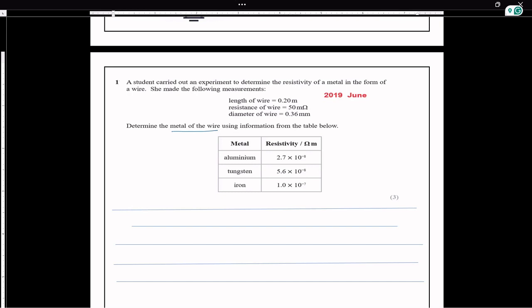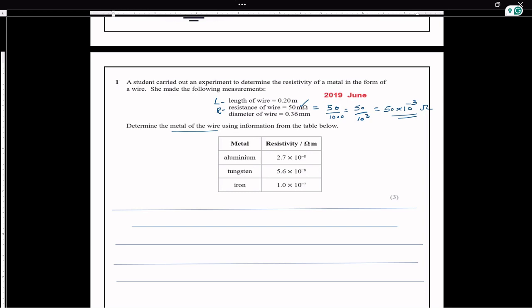Let us have a close look at the information given. The length of the wire is given as 0.2 meter. Then the resistance of the wire is given as 50 milliohms, and we have to convert this 50 milliohms to ohms. Milli means dividing by 1000, which is the same as dividing by 10 to the power of 3, or multiplying by 10 to the power of minus 3. So afterwards, better you follow the prefixes. Whenever you see the prefix small m, milli, you can multiply with 10 to the power of negative 3.